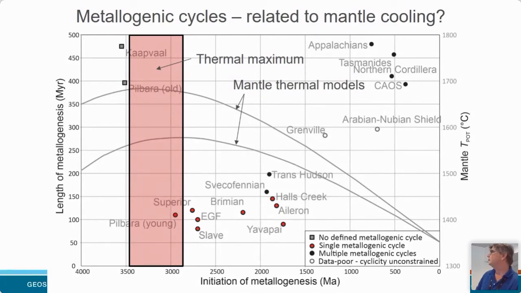If you look at that diagram, that change in the thermal characteristics of the mantle corresponds quite nicely to the change between the older systems like Kaapvaal and Pilbara and the younger systems like the Superior, Abitibi, Goldfields, et cetera. So we're going to suggest that perhaps that is one of the main causes of the changes.